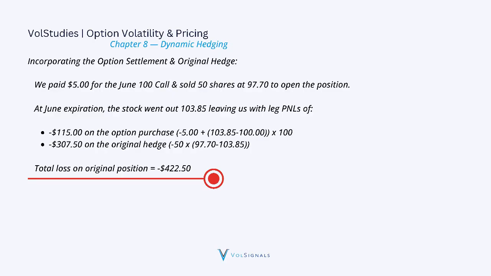Additionally, we bought a call, so we sold shares in the underlying. The market moved higher. We lost money on this hedge. 50 shares times the difference between 103.85 and 97.70 comes out to be $307.50 on that original hedge. Combined, the total loss on this original position was $422.50.